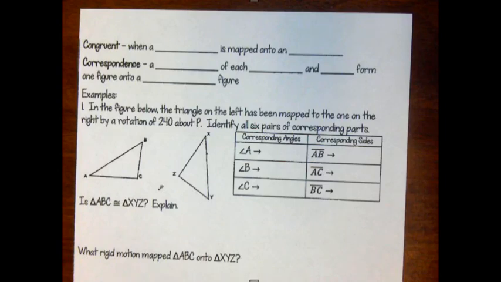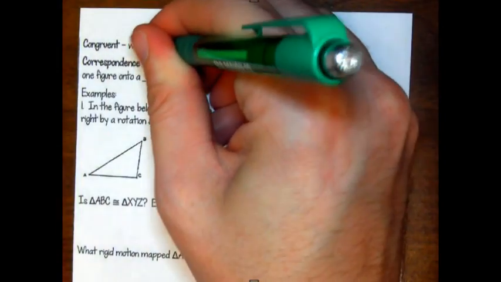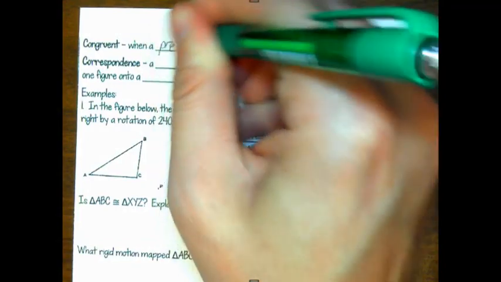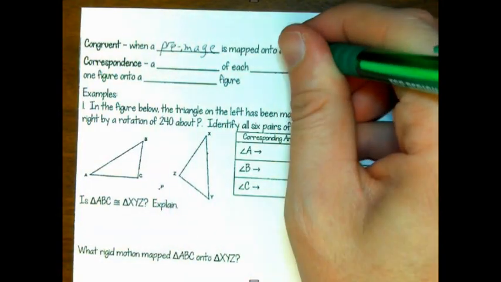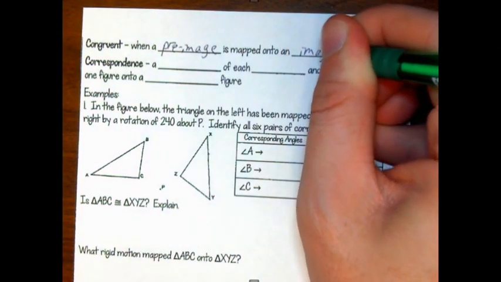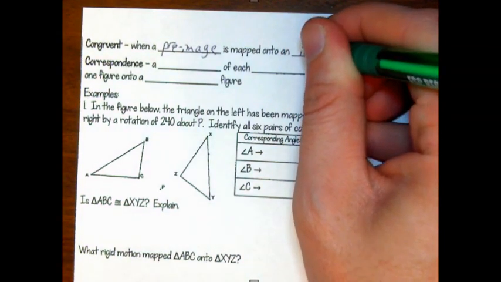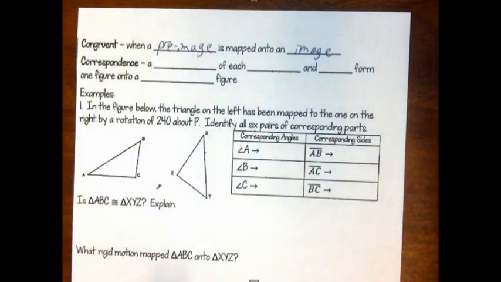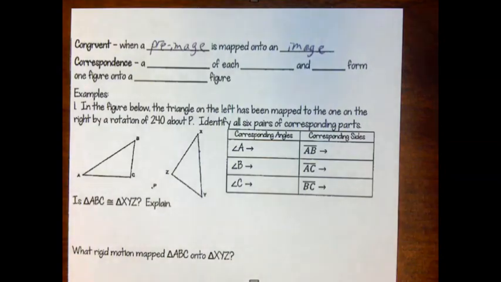One definition of congruent is when two figures have the same shape and size. But another is when you have a preimage mapped exactly onto an image. So when we're doing transformations, if you can map one figure directly onto another figure through a series of transformations, then those two figures are congruent.